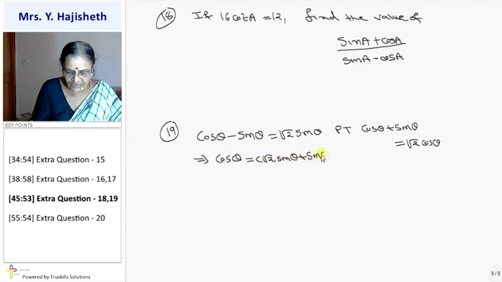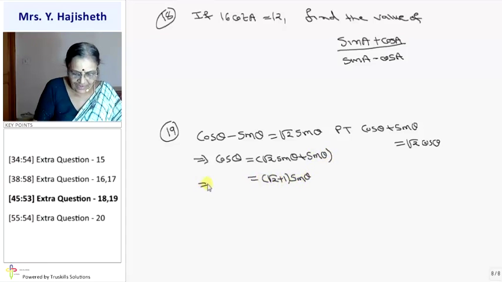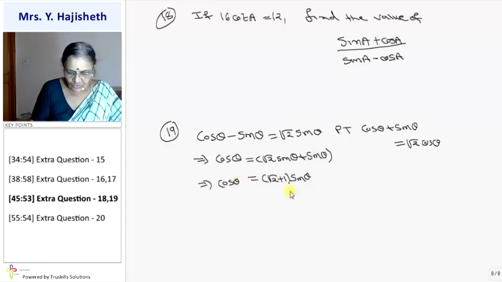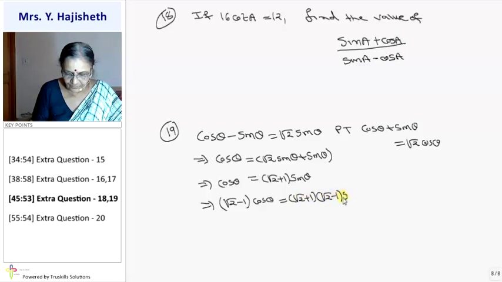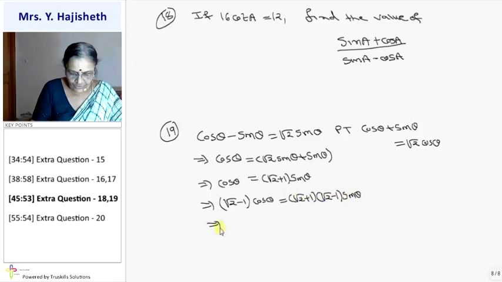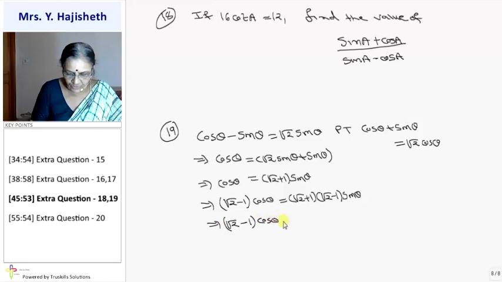This minus sign goes this side, plus. So it is root 2 plus 1 sin. Okay, I got my cos theta as root 2 plus 1 sin. Now you multiply both sides with root 2 minus 1. It is nothing but I am rationalizing root 2 plus 1. So it is root 2 minus 1 into cos theta is equal to 2 minus 1 into sin theta.